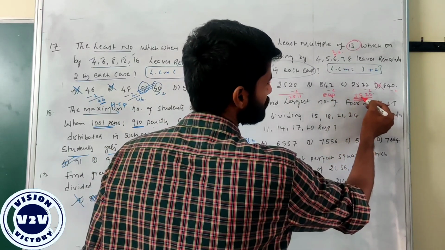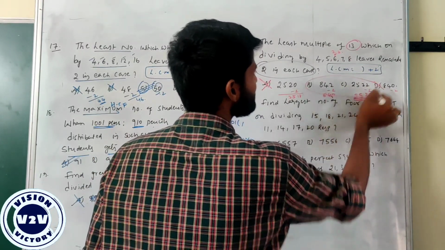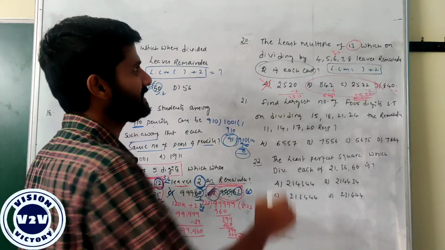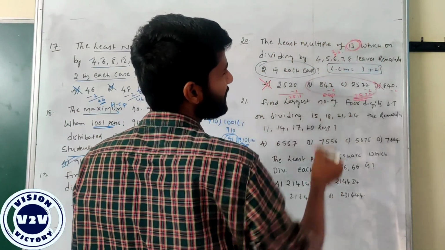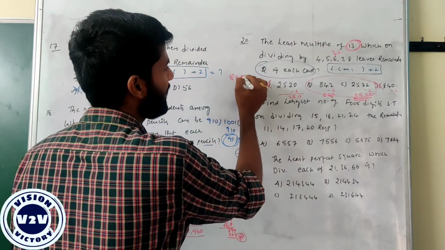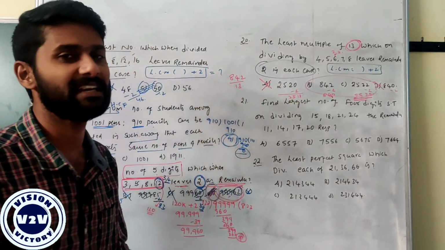So all these numbers 2, 4, 2. These two numbers can satisfy all the properties. But see, if we want the number to be divisible by 13, check it out: is 842 exactly divisible by 13 or not?